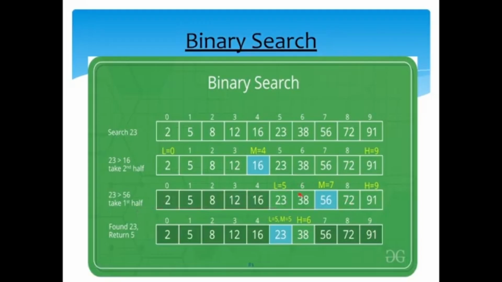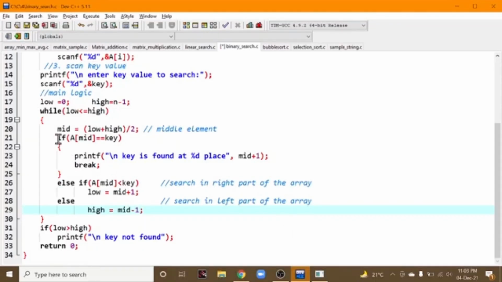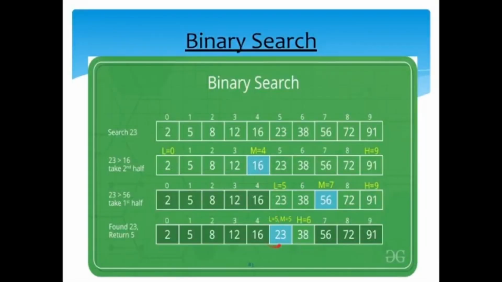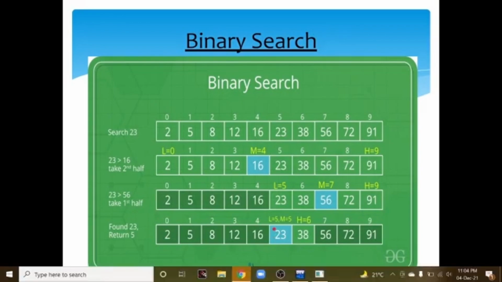Nothing but high will be mid minus 1. Mid minus 1 is nothing but 7 minus 1, 6. So your high will be moving to this location. Now after that, low, high. Again the same statement comes, and finally you will be entering into a condition where your middle element will become your key. And you can say that key is found at that index, middle element, whatever the index is there at that place. So it will return 5.